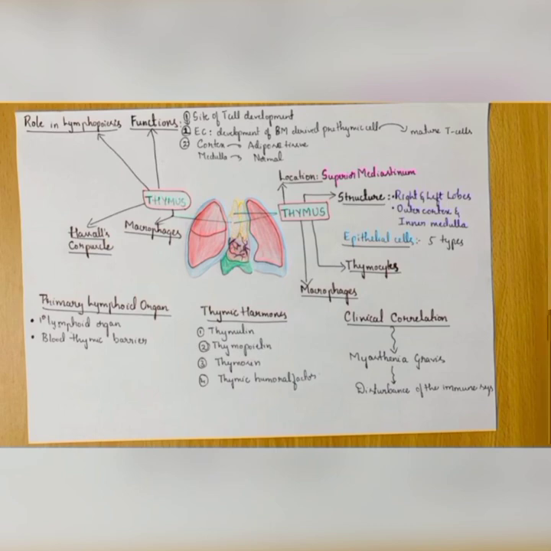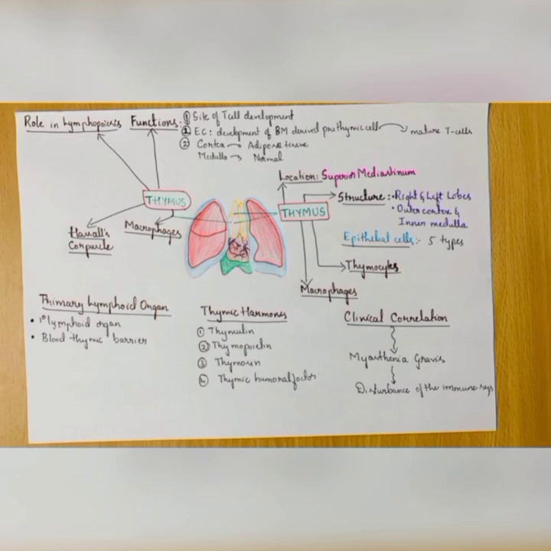If we see the structure, it's a bilobed organ. It has right and left lobes. These lobes are connected by fibrous tissue. Each lobe is surrounded by a connective tissue capsule. This capsule has septa which pass inwards and divide each lobe into a number of lobules. Each lobule has an outer cortex and inner medulla.